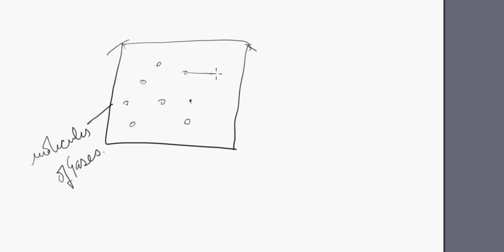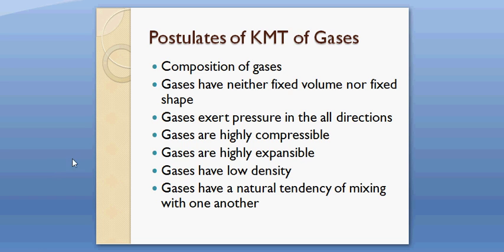The molecules are very tiny, as the gases occupy all these spaces, right? For example, if you boil water and steam is coming up, the steam basically occupies some space, and if you take one particle out of it, that is a molecule, right? Now the next postulate: a gas has neither fixed volume nor fixed shape.